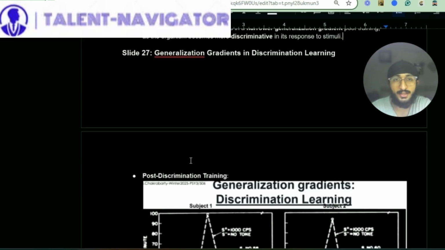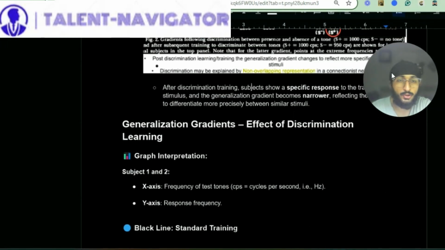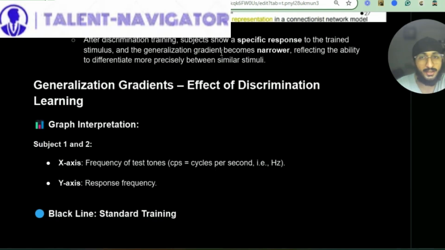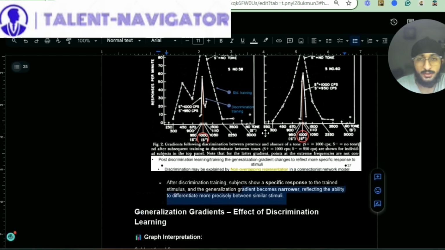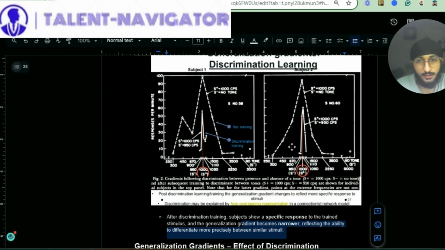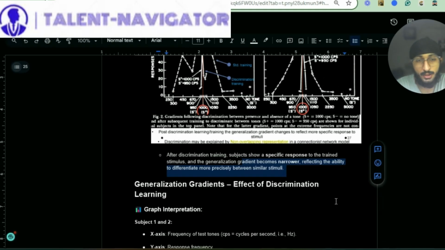Now, generalization gradients in discrimination learning. After discrimination learning, subjects show a specific response to the trained stimulus, and the generalization gradient becomes narrower, reflecting the ability to differentiate more precisely between similar stimuli. You can see in the graph as well, it becomes narrower when we have exposed it. So post discrimination learning training, the generalization gradient changes to reflect more specific responses to stimuli. It may be explained by non-overlapping representation in a connectionist or network model.